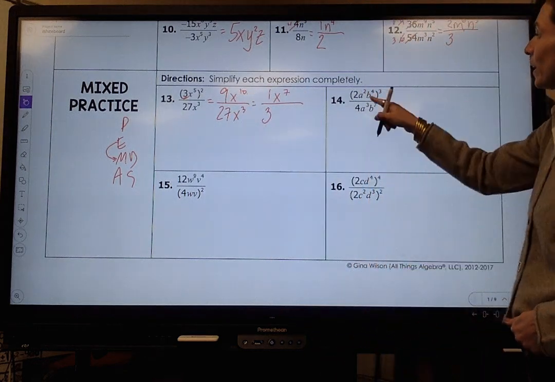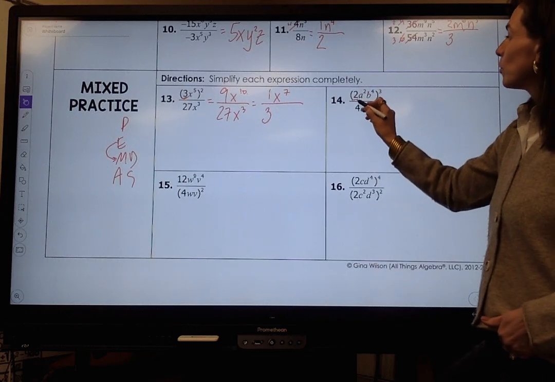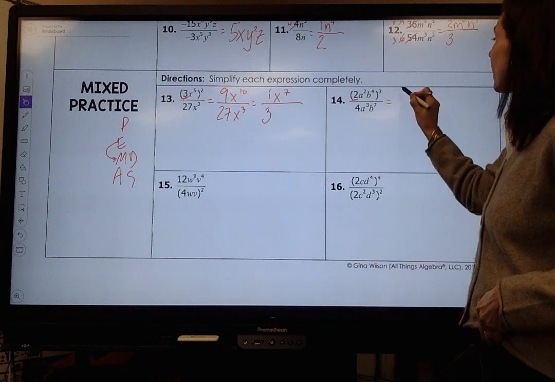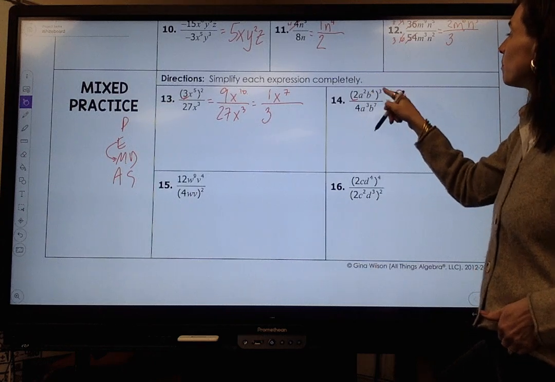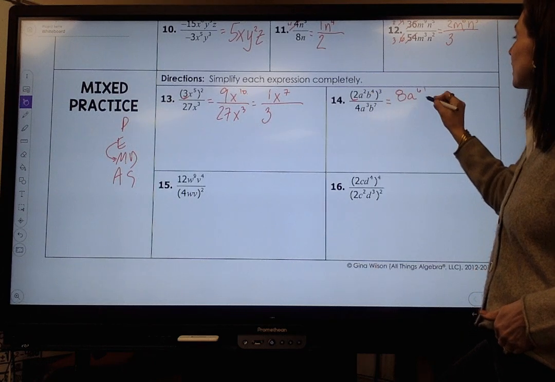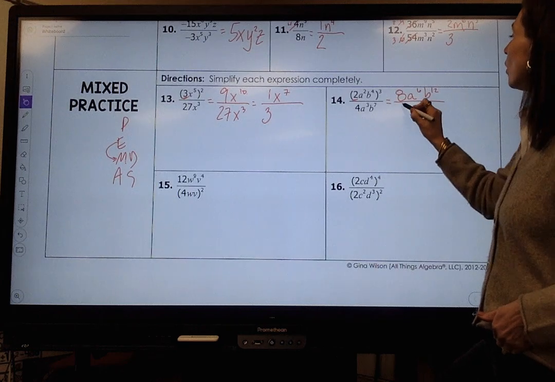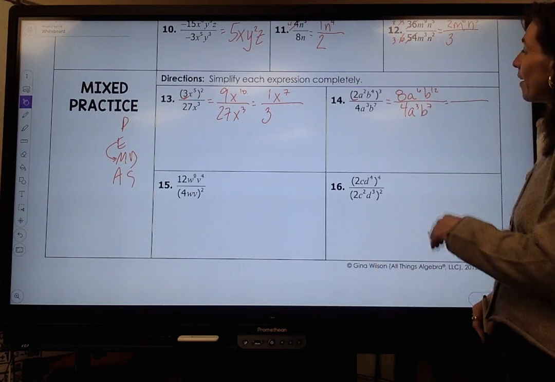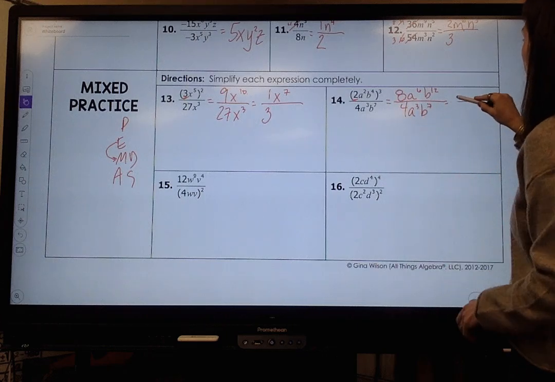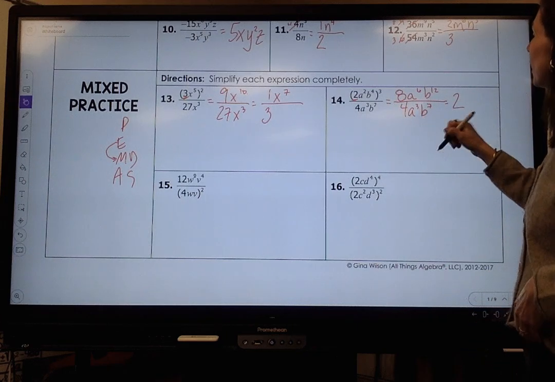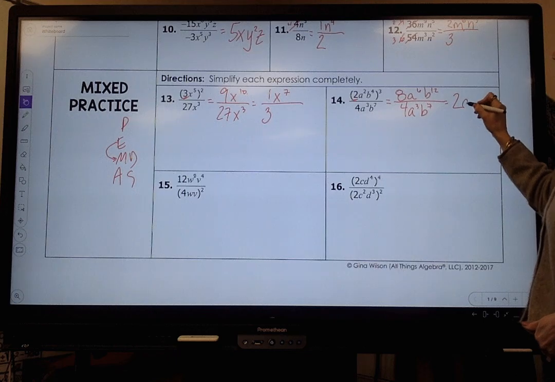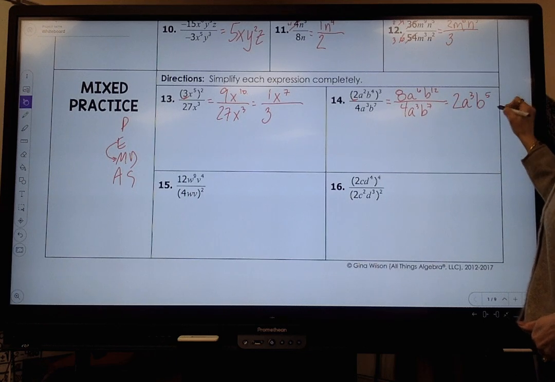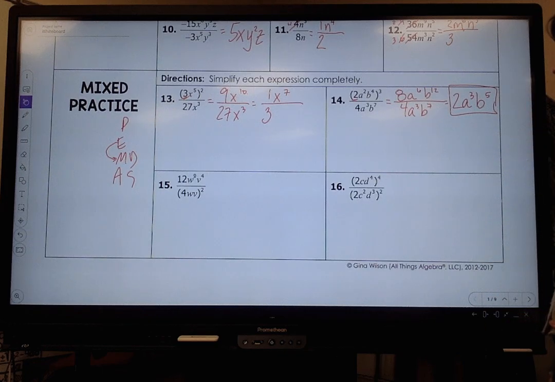Okay? Over here, this is an exponent rule. So 2 to the 3rd does what he's told. 2 times 2 times 2, which is 8. My exponents multiply, so I get a to the 6th, b to the 12th, all over 4a to the 3rd, b to the 7th. And now 8 over 4 reduces to 2. And then I subtract. 6 minus 3 is a to the 3rd. And 12 minus 7 is b to the 5th. So this would be my final answer.